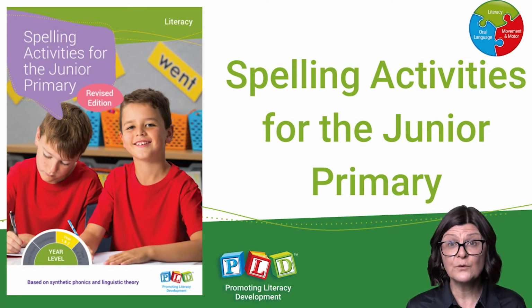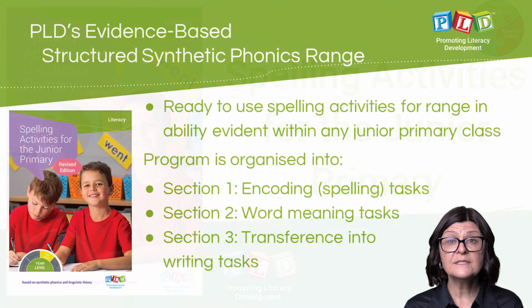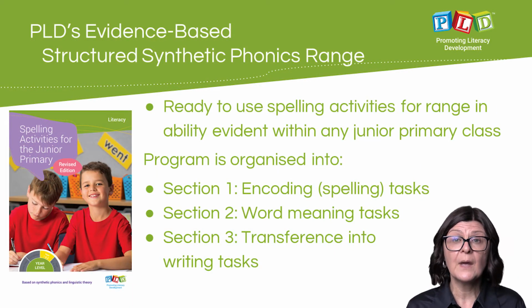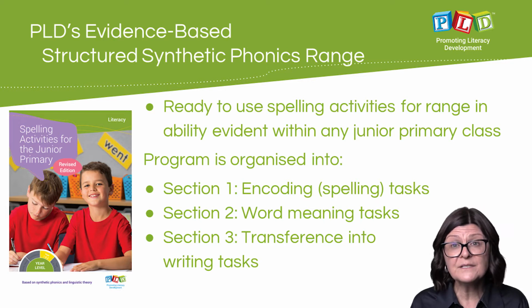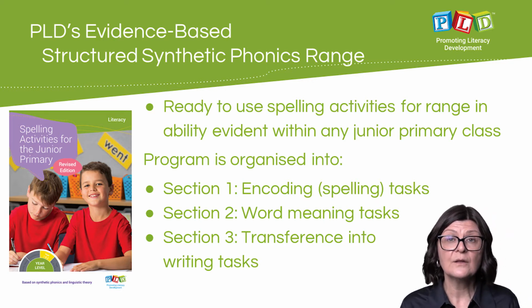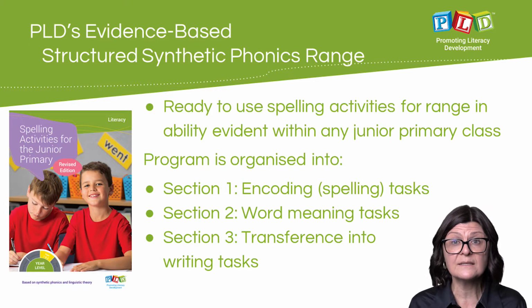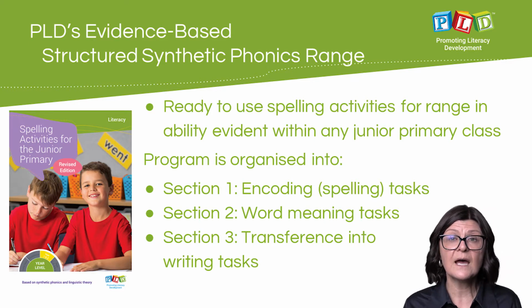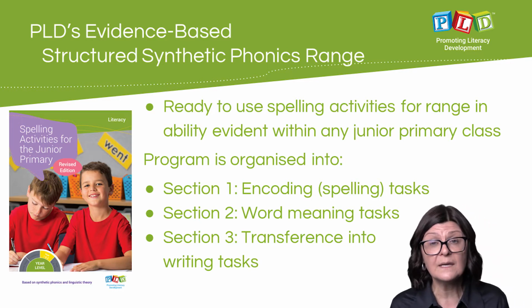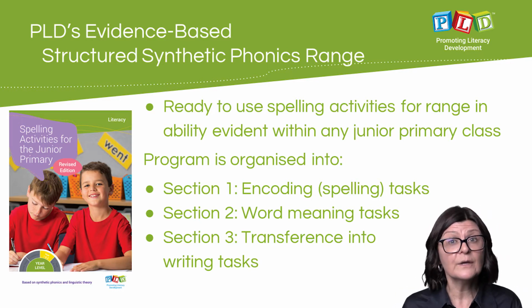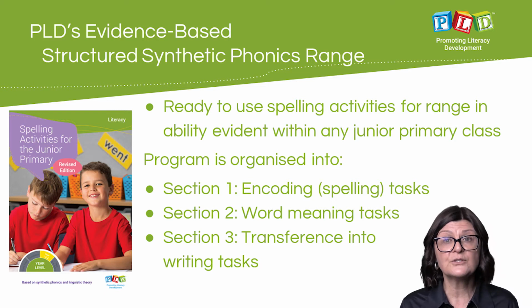Spelling activities for the junior primary. This ready-to-use program aims to cater for the range and ability evident within any junior primary class. The book is organised into 3 sections. Section 1, encoding or spelling tasks. Section 2, tasks that require a student to demonstrate the meaning of the words that they are learning to spell. Section 3, transference into writing tasks.